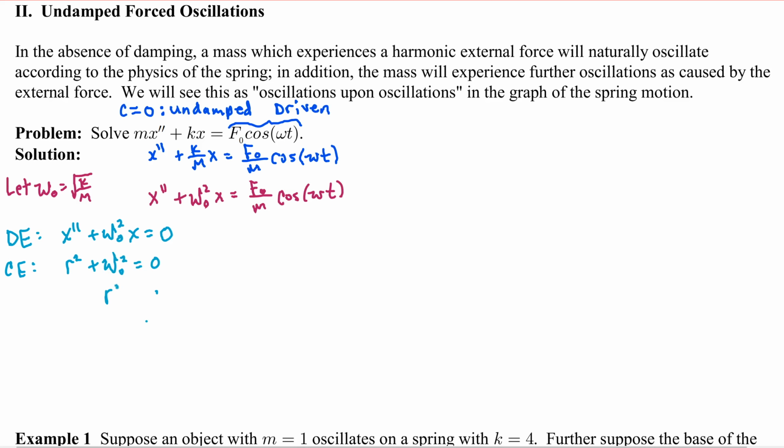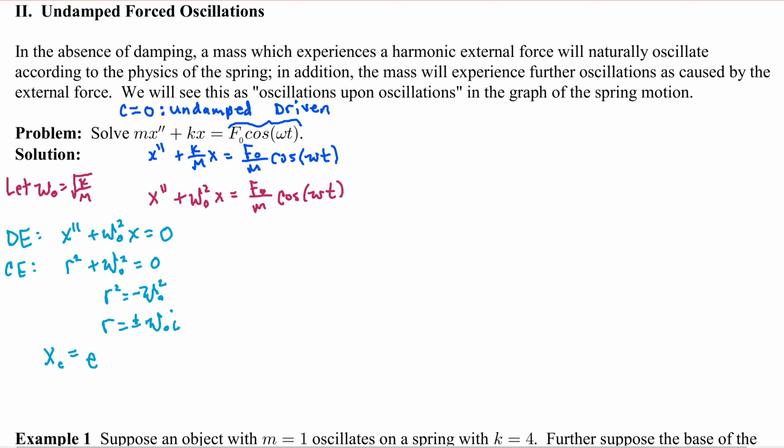Solving for r, we would find r squared is negative omega naught squared, and taking the square root of both sides, we would end up with plus or minus omega naught i. So we have a complex conjugate pair of solutions here. So our complementary term, we'll call it x sub c, can be expressed as, notice the real part is 0.